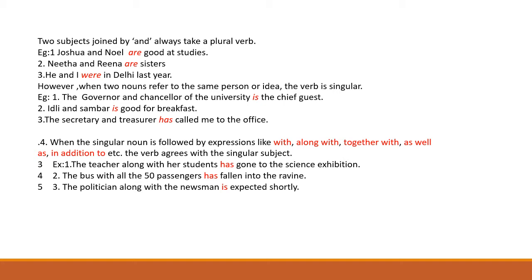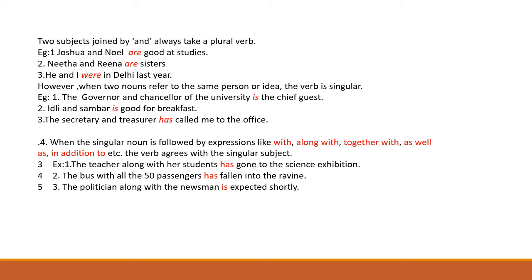He and I were in Delhi last year. Are is present tense. Were is past tense. So these, are and were, are the plural form. So when two subjects are joined by and, they take a plural verb. Remember that. Okay, here "he and I am in Delhi" is wrong. He and I were in Delhi. Clear? Because it should be plural. Two subjects are joined by and.